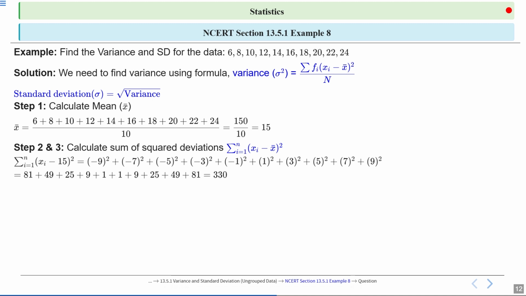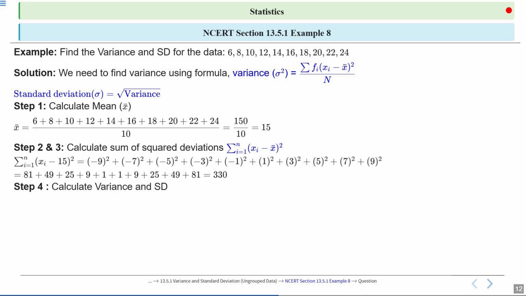Now let's add up all those squared values. We get 81 plus 49 plus 25 plus 9 plus 1 plus 1 plus 9 plus 25 plus 49 plus 81, and the total is 330. So this is our sum of squared deviations.